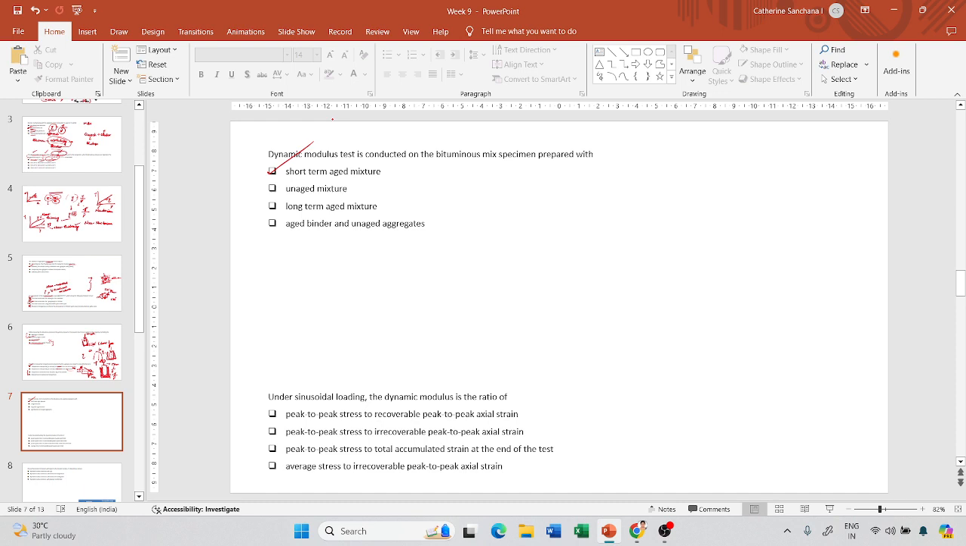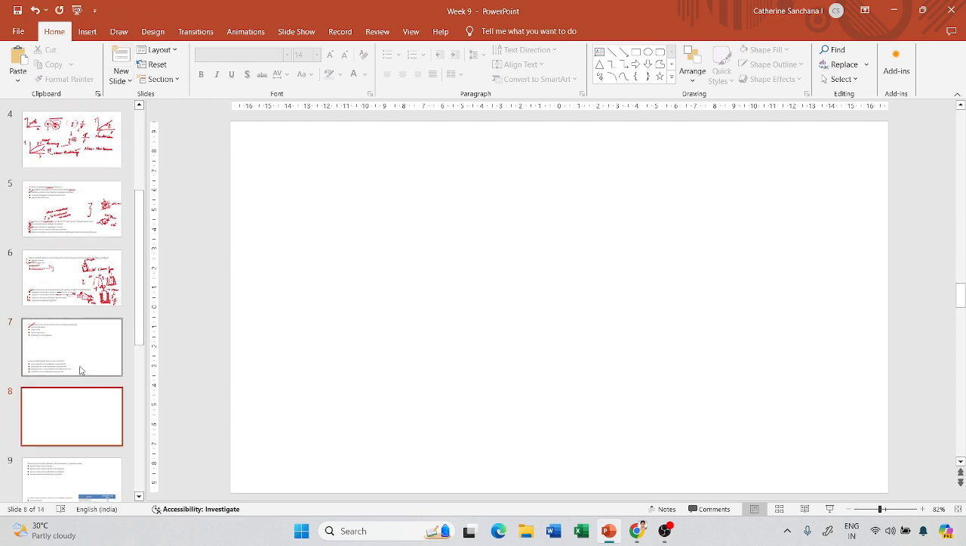Now moving on to the next question. Under sinusoidal loading, the dynamic modulus is the ratio of what? Before we get into this, let us first understand what kind of loading is applied to measure the dynamic modulus of bituminous mixture.